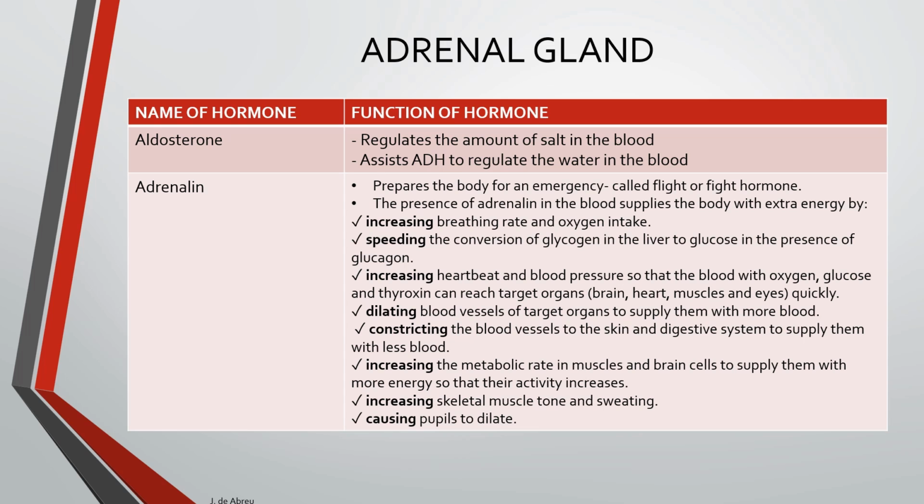If there's very little salt there, then not as much water will be absorbed out of the nephron. So in this way, aldosterone assists ADH to regulate the water in the blood. Okay, those are the functions of aldosterone.